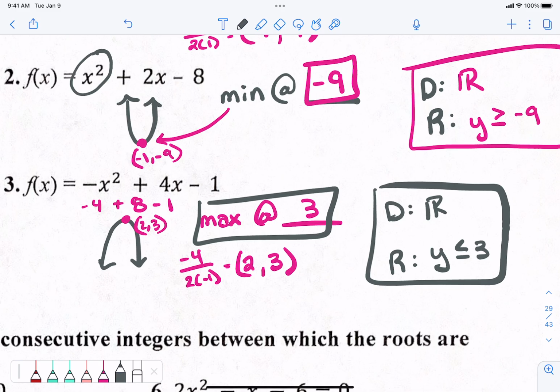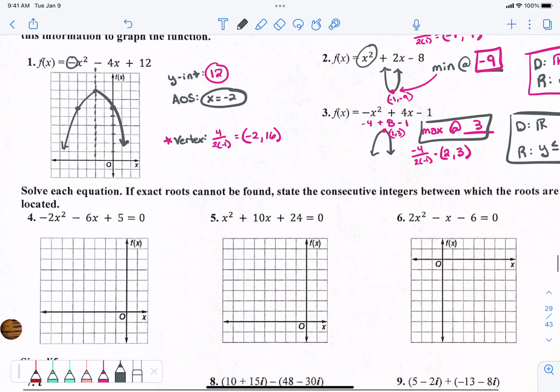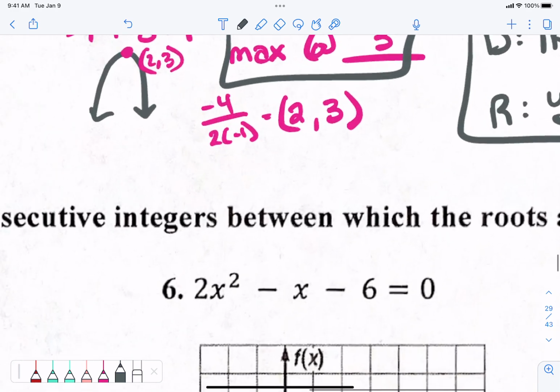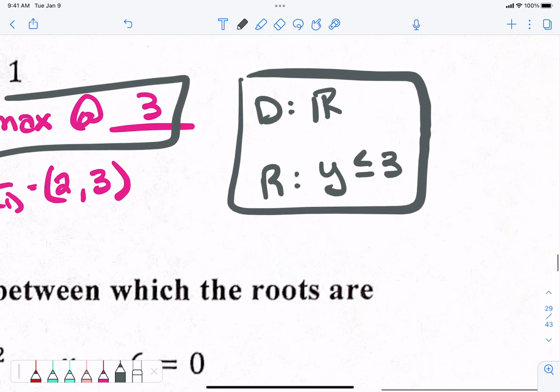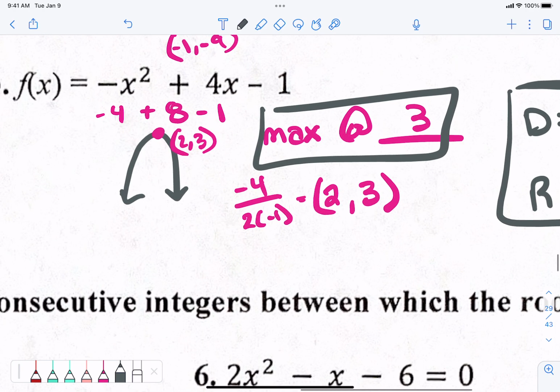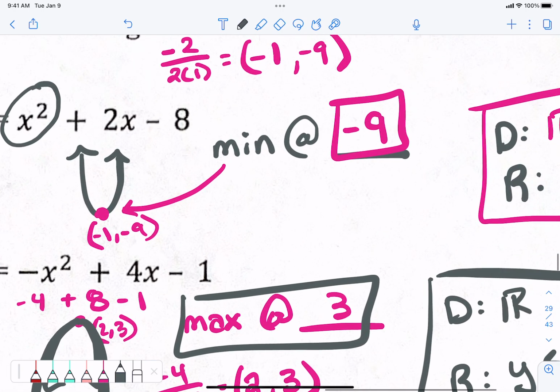Okay. Did you get it? Yep. 3 is the max. Awesome. How do you know whether it's a greater than or less than sign? Is it because it's max or min? My thesis is it's whether this is a less than. So it's going down, so y is lower than that point, less than. This one was y is greater than because everything was above that point.